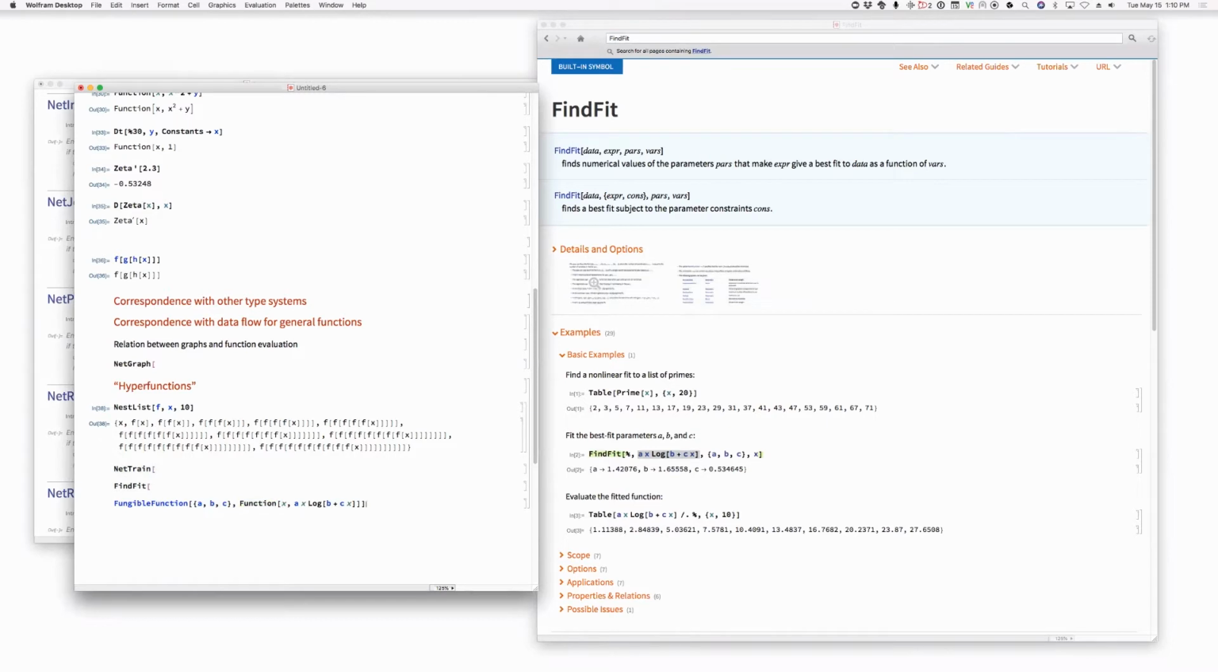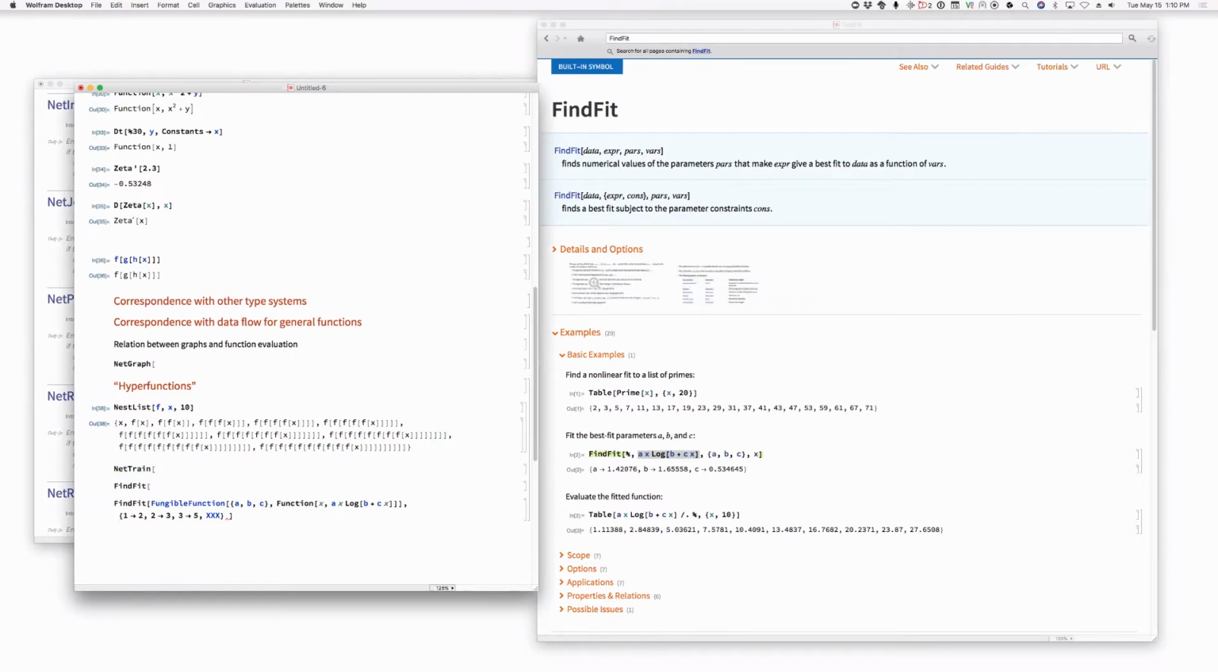Yeah, so you declare exactly which are the parameters in the function. Right. And then what FindFit would do, if FindFit is being told this is the training data, it's being given training data which says x equals 1 goes to 2, x equals 2 goes to 3, 3 goes to 5, et cetera. And that would be the pattern.